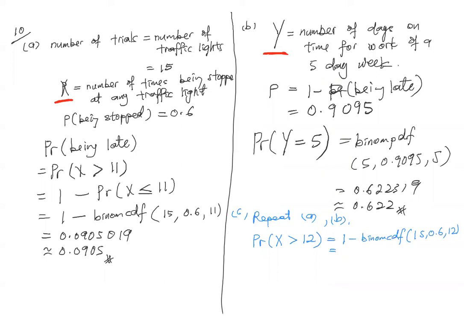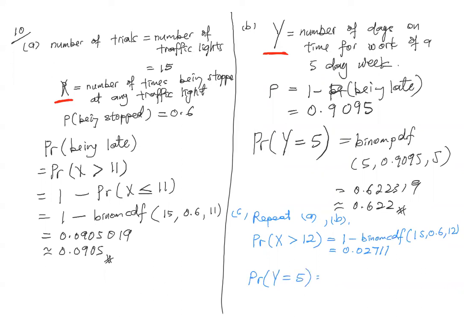15, 0.6, and 12. Okay, I forgot to minus 1. Okay, never mind. Minus 1. Okay, so I got 0.02711. Am I right?